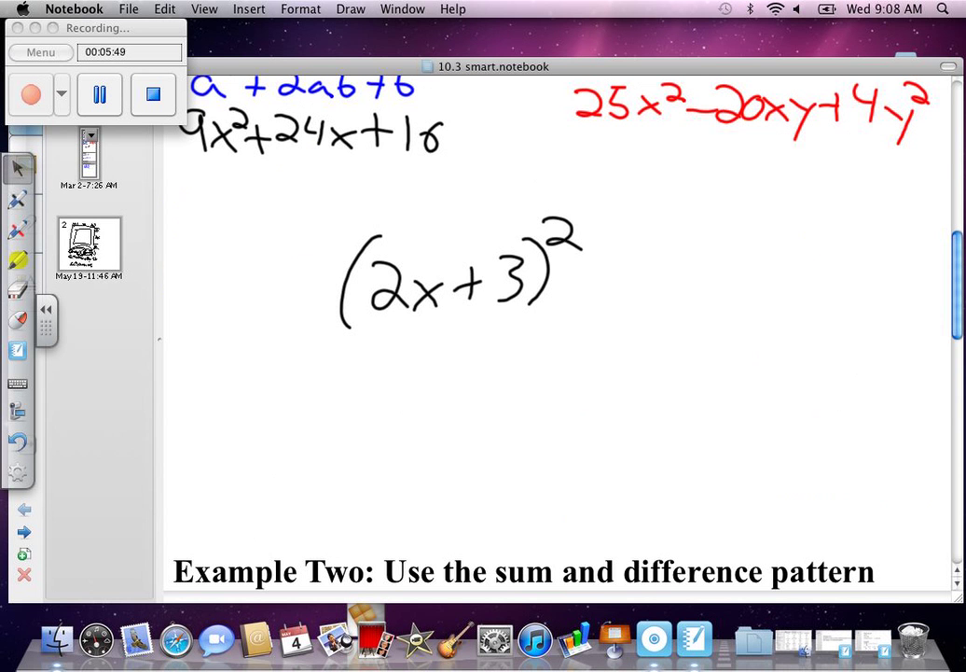Let's try this one on our own. It's not on your paper. You need to write it down somewhere. 2x plus 3 squared. Try this one on your own. First, you're going to figure out which one it is. Is it a plus b squared? Is it a minus b squared? Are we doing a plus b times a minus b?